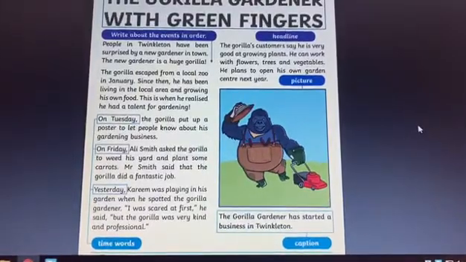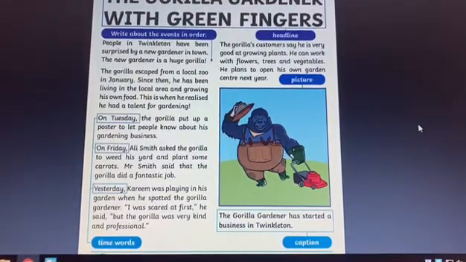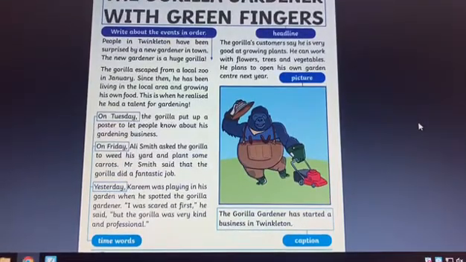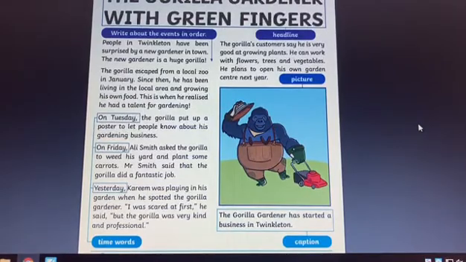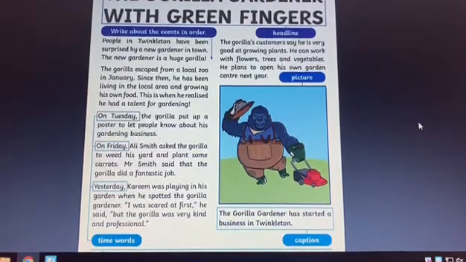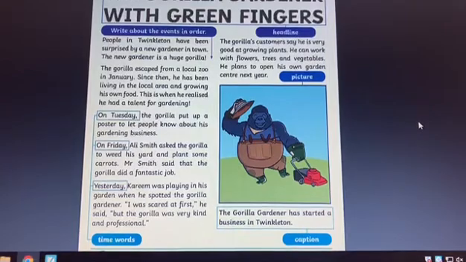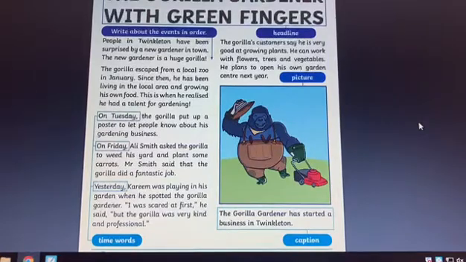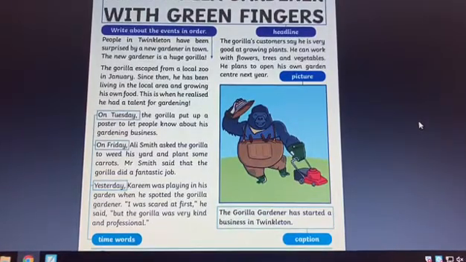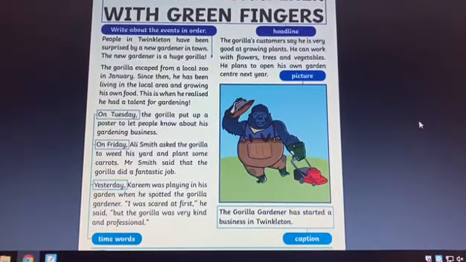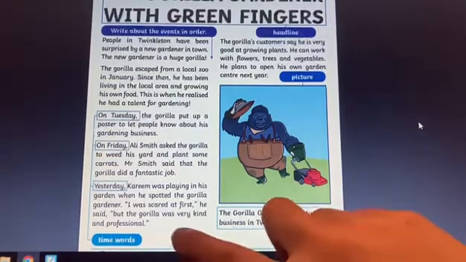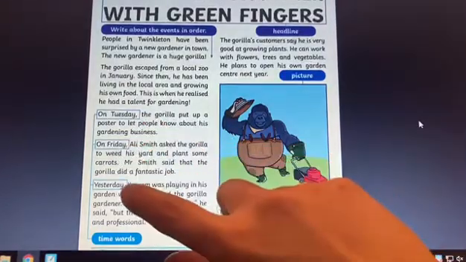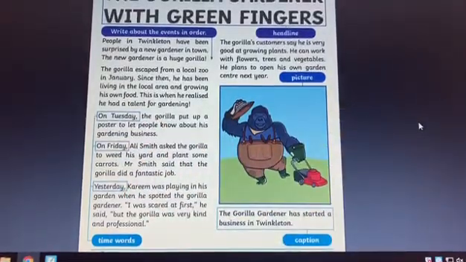On Tuesday, the gorilla put up a poster to let people know about his gardening business. On Friday, Ali Smith asked the gorilla to weed his yard and plant some carrots. Mr. Smith said that the gorilla did a fantastic job. Yesterday, Kareem was playing in his garden when he spotted the gorilla gardener. "I was scared at first," he said, "but the gorilla was very kind and professional." It's a good use of some direct speech there, and it's got here those time words, so those fronted adverbials telling us when things happened.